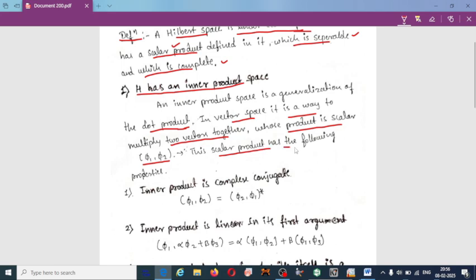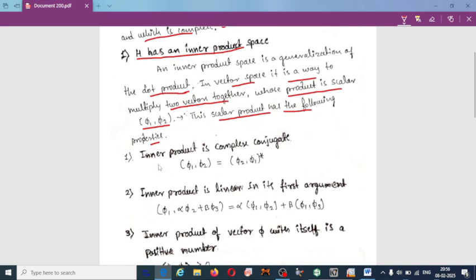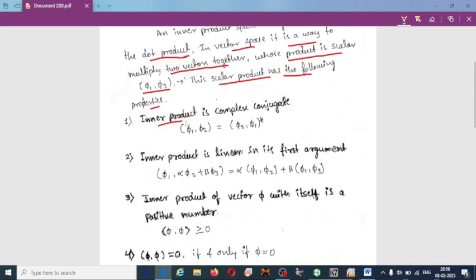The scalar product has the following properties, so let us discuss them. First, the inner product is complex conjugate. If we take the inner product of two vectors phi 1, phi 2, we can write it as the conjugate of phi 2 comma phi 1. So the inner product of two vectors is equal to its complex conjugate.